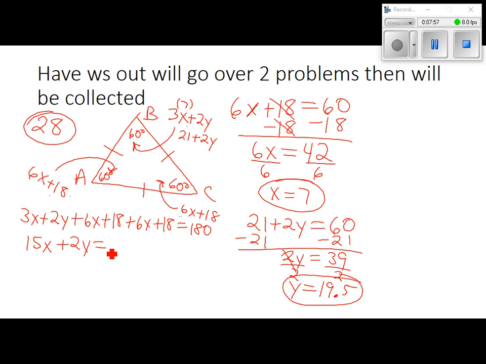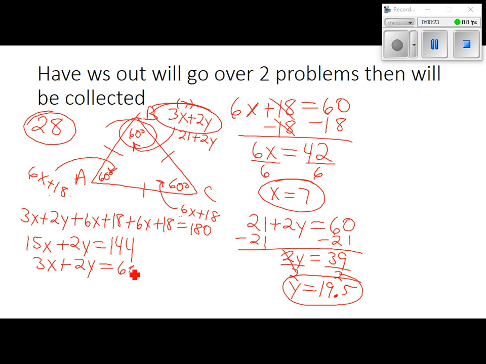Let's go ahead and do this. If we're going to move the 36 to the other side, what's 180 minus 36? 144. Now that's a fine equation, but what's wrong with it? It's got 2 variables. If we have 2 variables, we need 2 equations. So we could go back and say, okay, if we need 2 equations, we know that that right there equals 60. So 3x plus 2y equals 60.